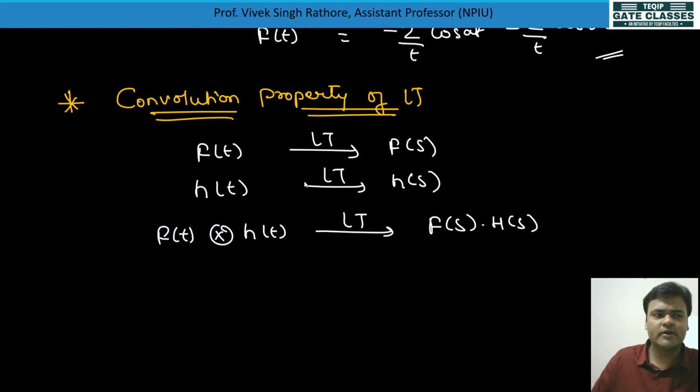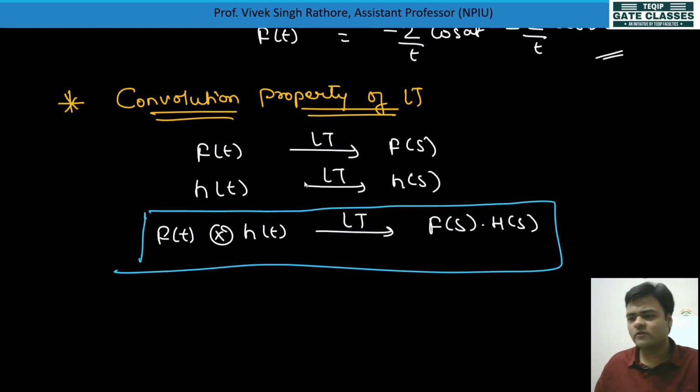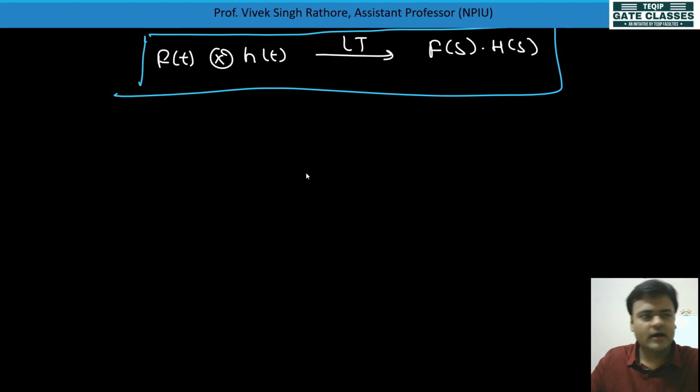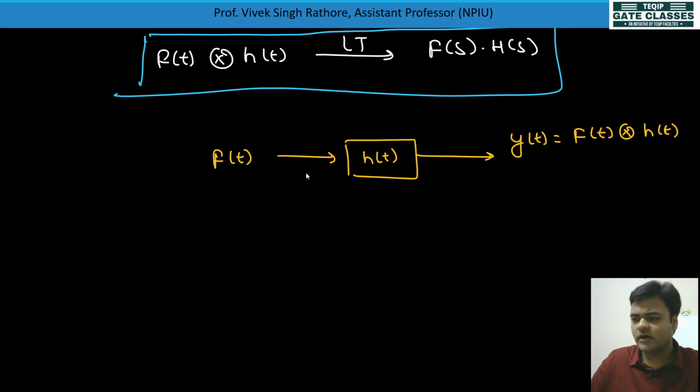This property is exactly the same as what we have seen in the Fourier transform also. Whenever f(t) is applied to a system whose impulse response is h(t), we get output y(t), which is equal to f(t) convolved with h(t). Now Y(s), if we form it, is F(s) times H(s).